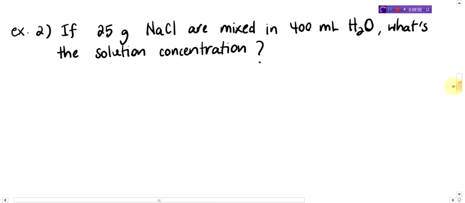So our second example: if 25 grams of sodium chloride are mixed in 400 milliliters of water, what's the solution concentration? So in this question, we don't have moles, but we do have the volume. Volume, again, is in milliliters, so we're going to have to convert the volume into liters. But we will need to convert the grams, the mass of the sodium chloride, into moles before we can use the formula. So there's a couple steps that we need to do for this equation.